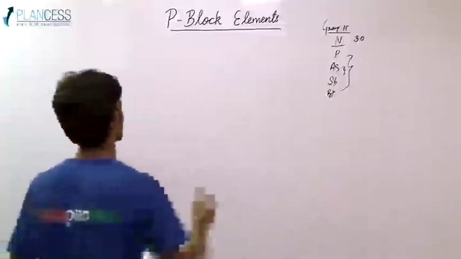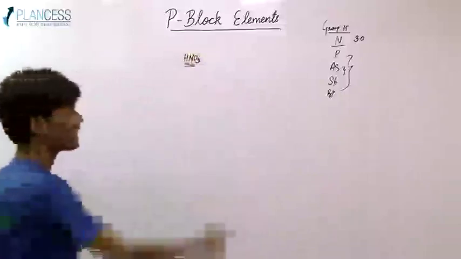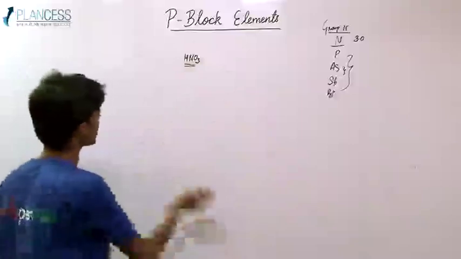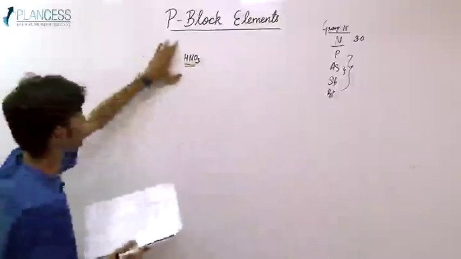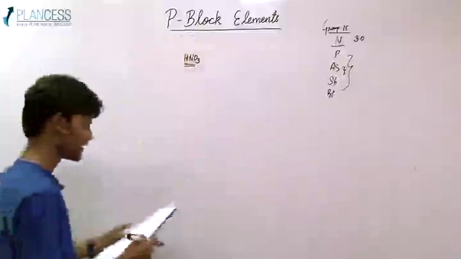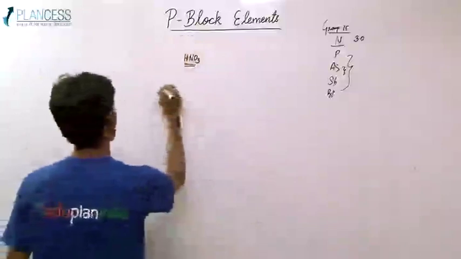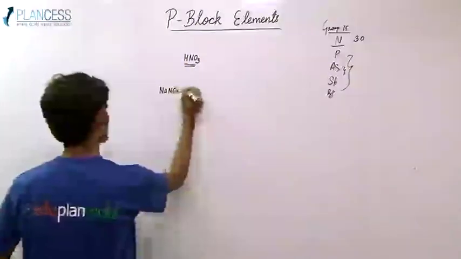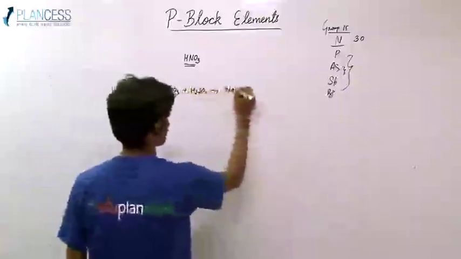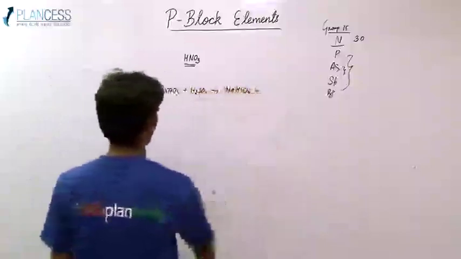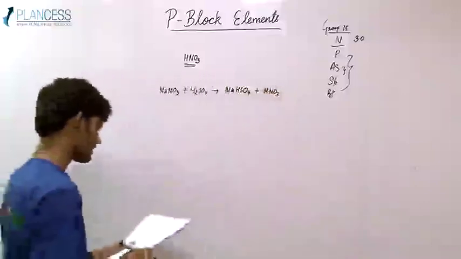Coming to nitric acid, that is HNO3. HNO3 is a very important compound, with nitrogen in the +5 oxidation state. Besides being a very powerful acid, it also acts as a very powerful oxidizing agent, especially in its concentrated form. As far as the preparation of HNO3 is concerned, it is prepared by the reaction of NaNO3 with H2SO4. So NaHSO4, that is sodium hydrogen sulfate, is formed along with HNO3. So this is the preparation of nitric acid.